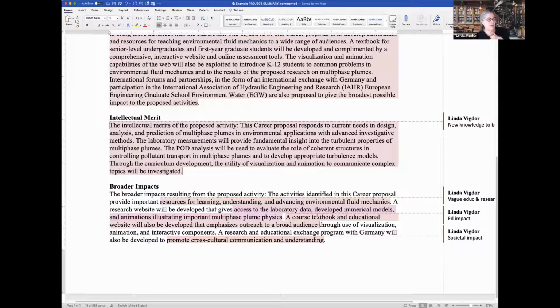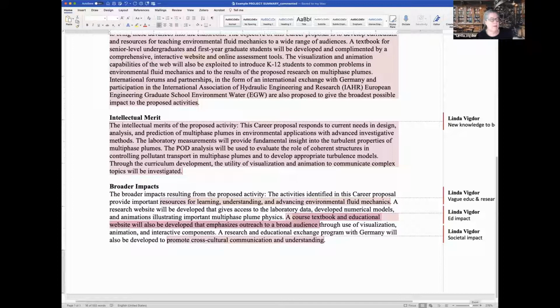And then the course textbook, which everybody has noted, it emphasizes outreach to a broad audience, but who is that audience? Is it third graders? Is it graduate students? And how is that a broader impact to society and not a benefit to the students themselves? So more clarification on that.